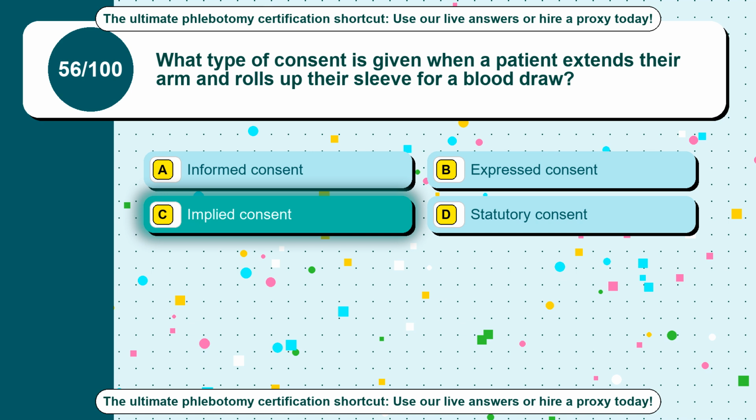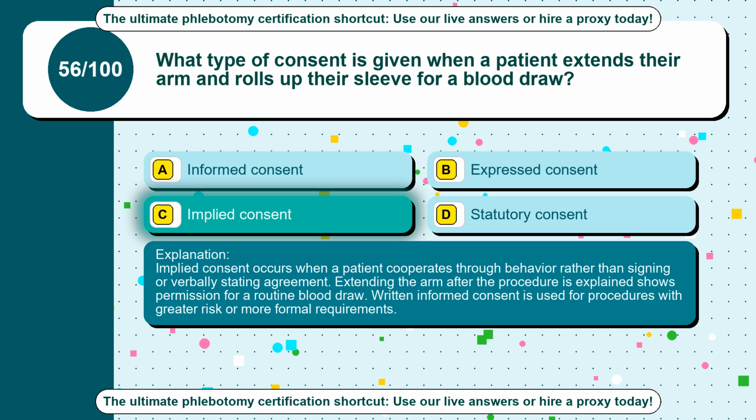Implied consent. Implied consent occurs when a patient cooperates through behavior rather than signing or verbally stating agreement. Extending the arm after the procedure is explained shows permission for a routine blood draw. Written informed consent is used for procedures with greater risk or more formal requirements.